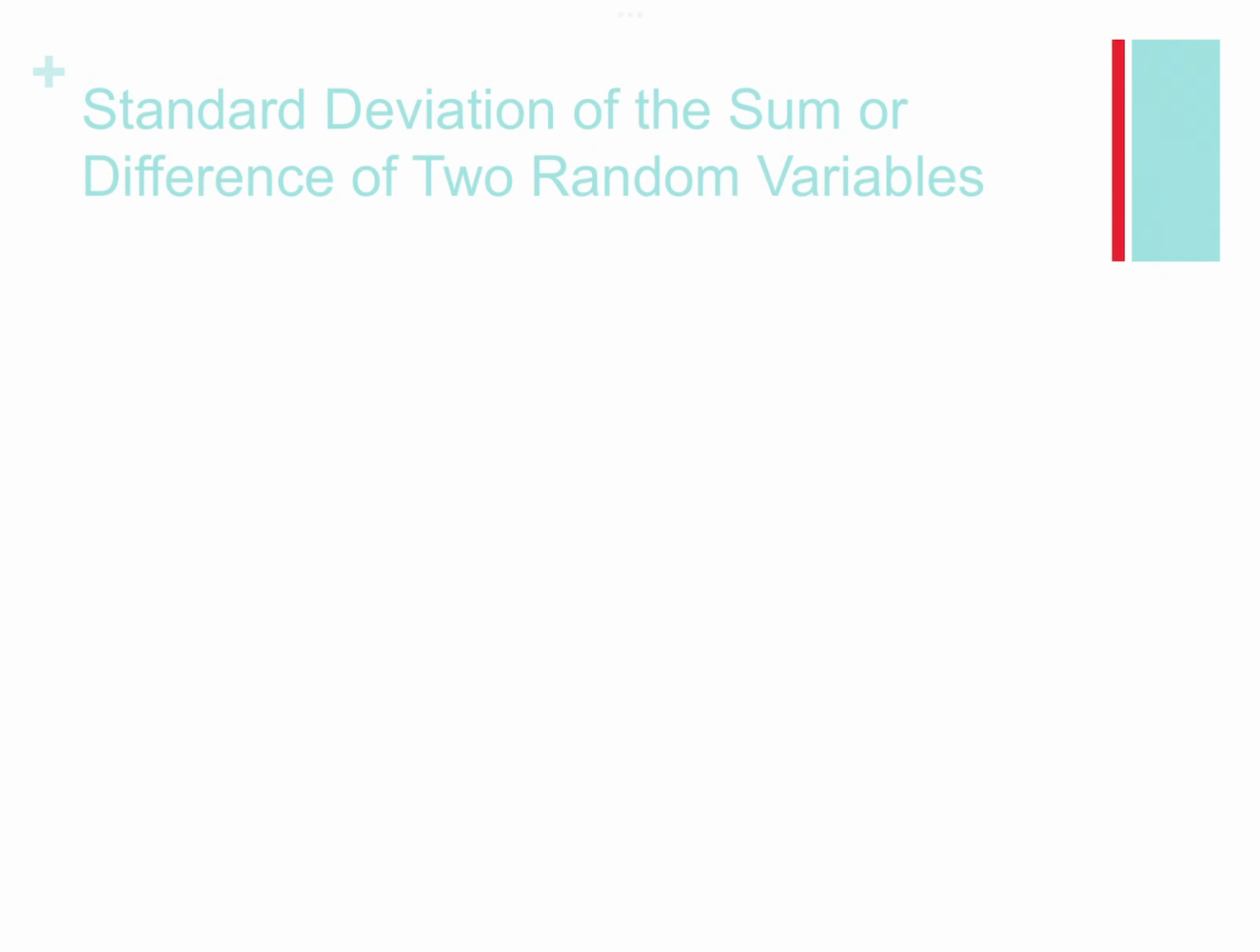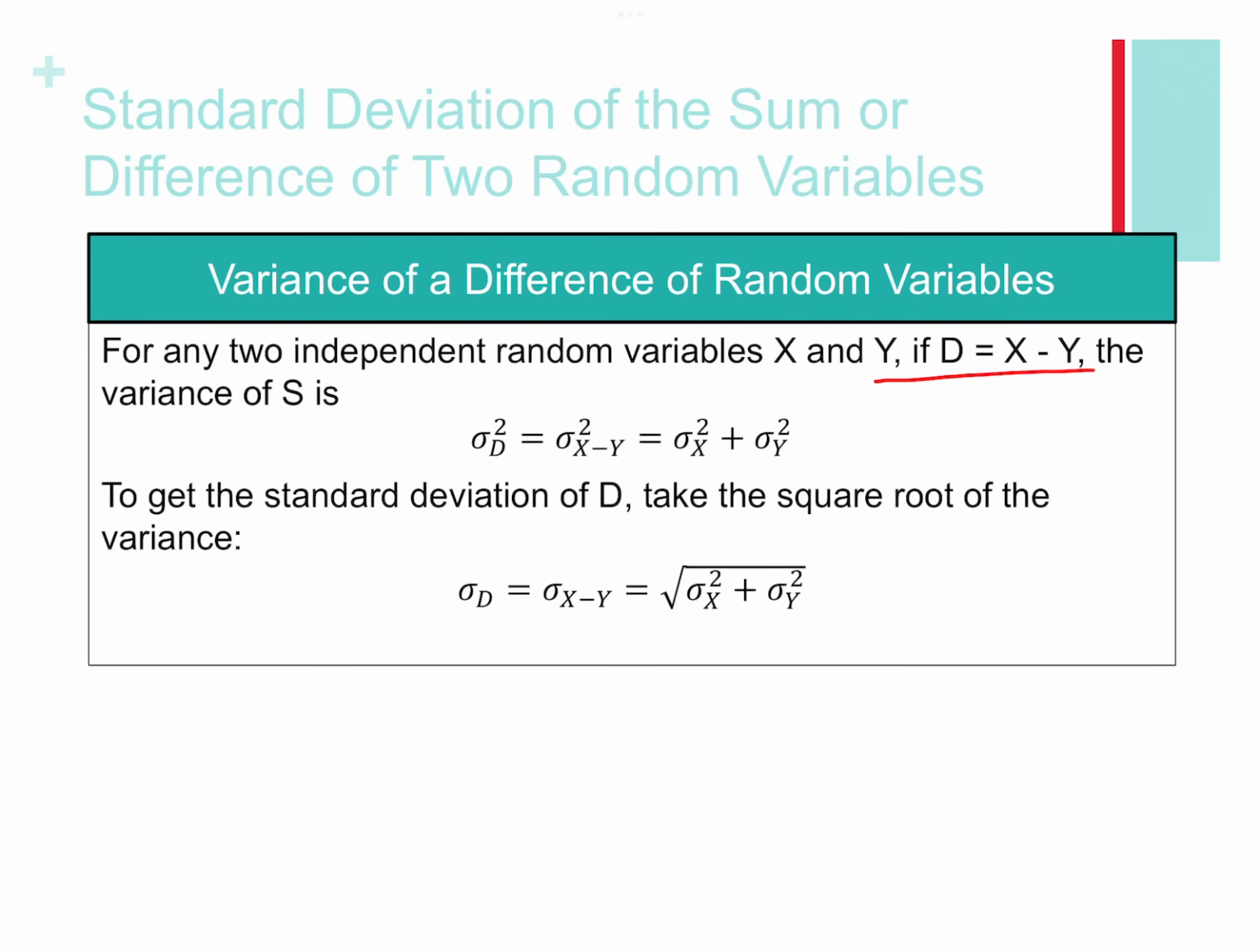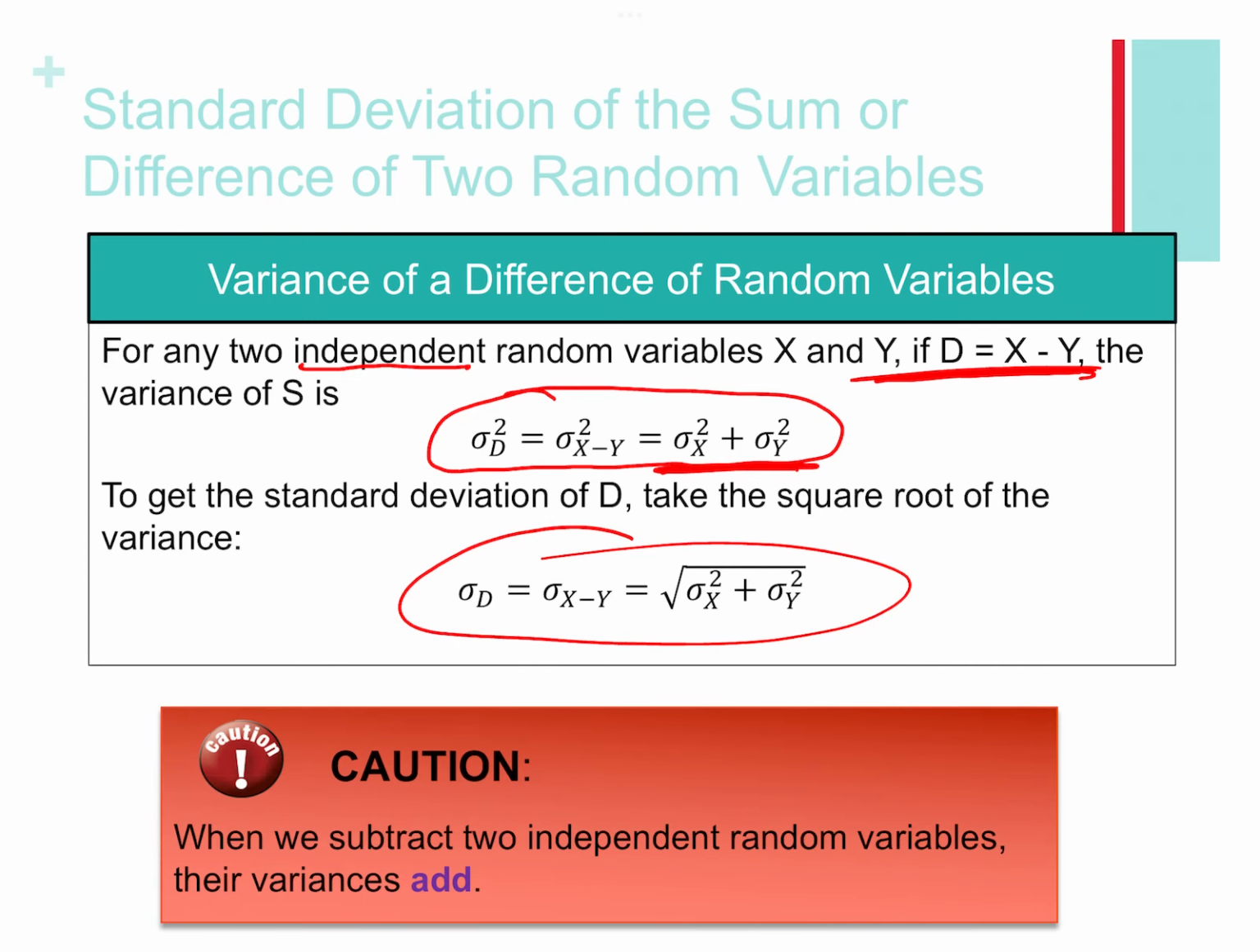Okay, if we are subtracting two random variables, so now I have my D as X minus Y, you still have to work with variances. In our equation here, you still add them. Remember, they also have to be independent, so make sure we have that in there. If they're not independent, we can't use this formula. So even if you're subtracting, you still add your variances together and then take the square root to get your standard deviation. So adding or subtracting two random variables, you always add the variances, no matter what.